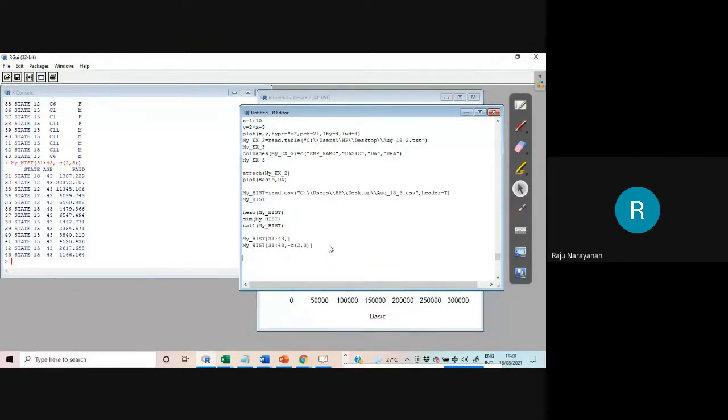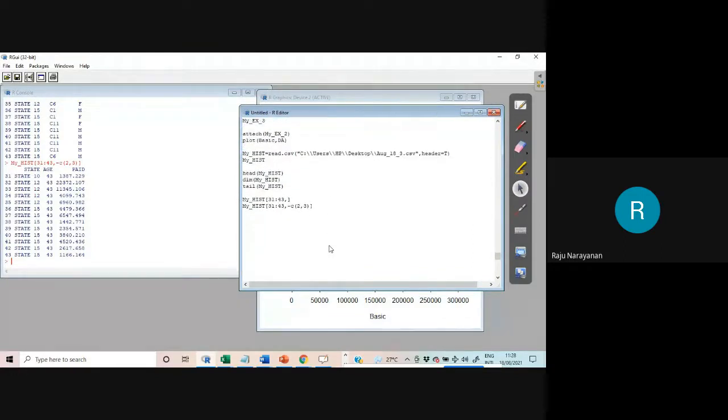Actually, all these things are needed. Suppose our data file is a very big data file, and we want to work on only certain rows and columns. You can extract those out.